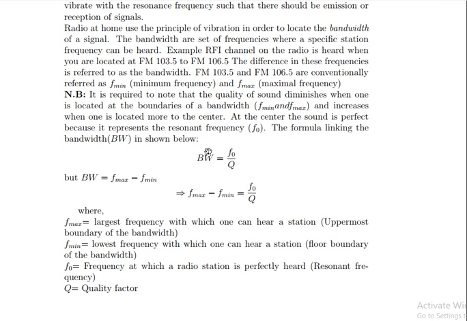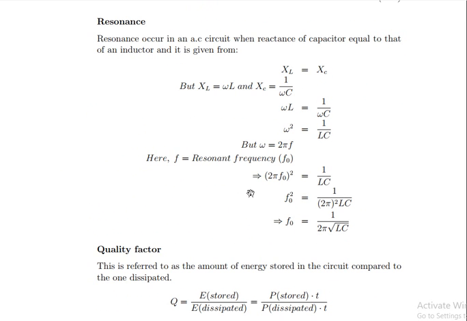So now bandwidth is also defined as the maximal frequency, in this case FM 106.5, minus the minimal frequency, in this case FM 103.5, and all this is going to be equal to f0 over Q. So now let's try to find the resonance frequency.